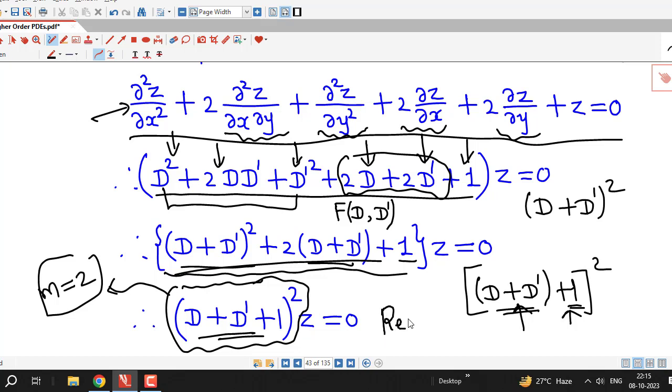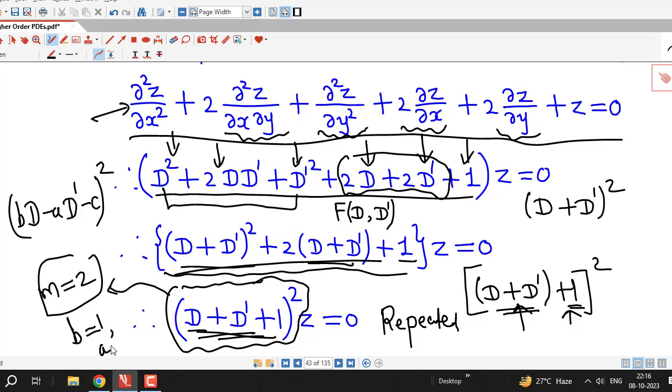So this is the case of repeated linear factors of the form bD minus aD dash minus c, and it is repeated 2 times, that is m equal to 2. Now for writing the general solution, first we have to compare this factor with bD minus aD dash minus c, and we can see that b is 1 and a is minus 1 and c is also minus 1.